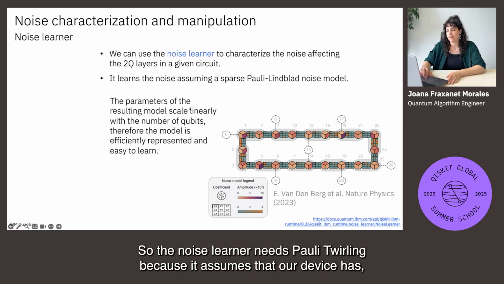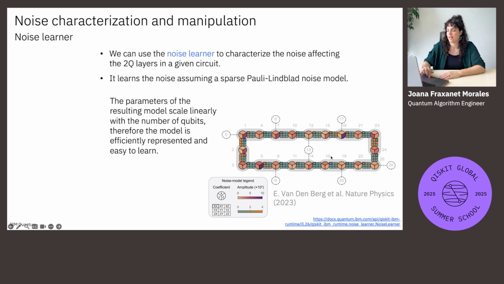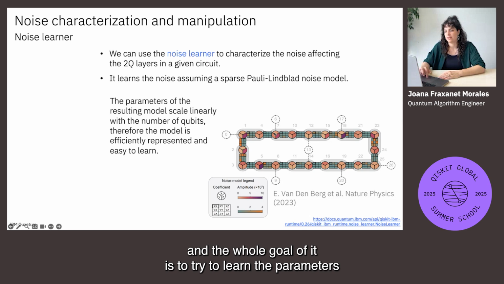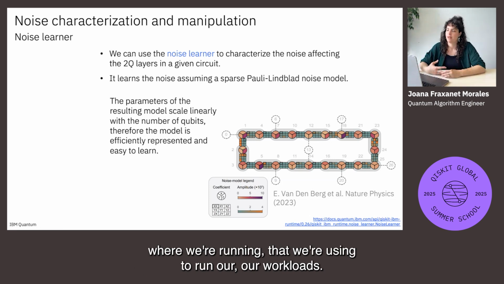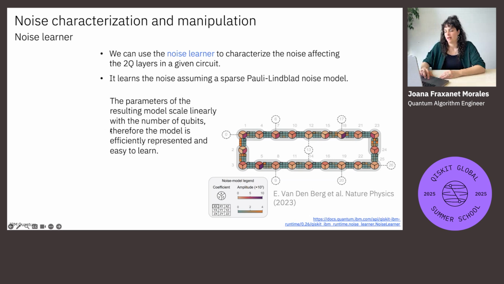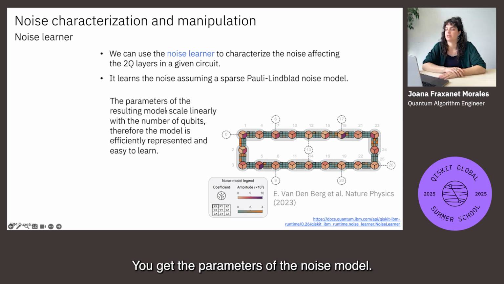So the noise learner needs Pauli twirling because it assumes that our device has a noise that follows a Pauli-Lindblad noise model. And the whole goal of it is to try to learn the parameters of this noise model so that we have some information on how the device is, the one that we're using to run our workloads. When you run the noise learner, you get the parameters of the noise model.